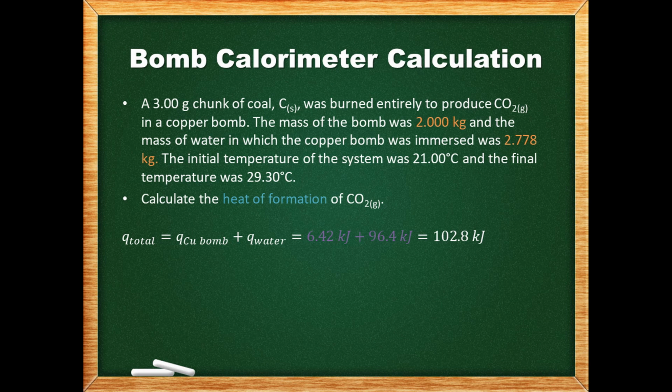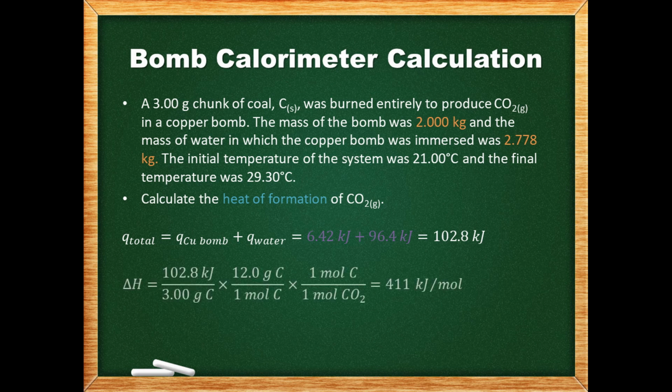To calculate the magnitude of the enthalpy change, we divide this total heat value by the mass of the carbon and multiply it by the molar mass of carbon. As we saw from the balanced chemical equation, there is 1 mole of carbon dioxide for every mole of carbon. The reaction was clearly exothermic as it raised the temperature of the water and the bomb. Thus, the enthalpy of formation for carbon dioxide should be a negative value.